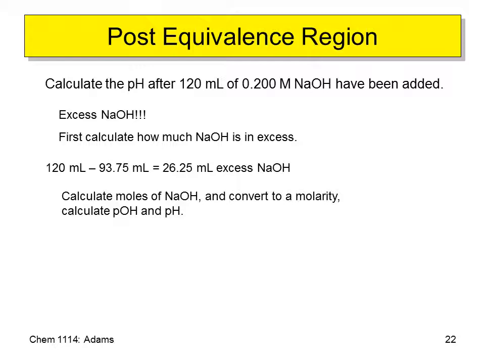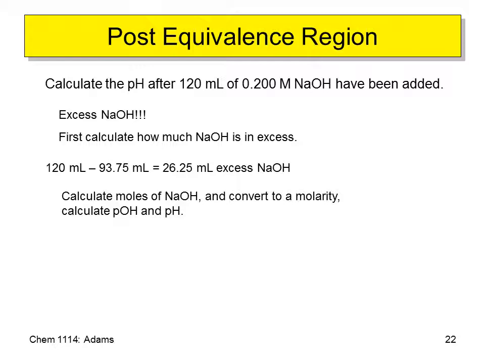We added 120 milliliters and it took us 93.75, I think I have it as 93.8 elsewhere, milliliters to get to the equivalence point. So that is all reacted. Therefore, the excess is the difference, or 26.25 milliliters. We're going to calculate moles, convert it to a molarity, then calculate a pOH and a pH.